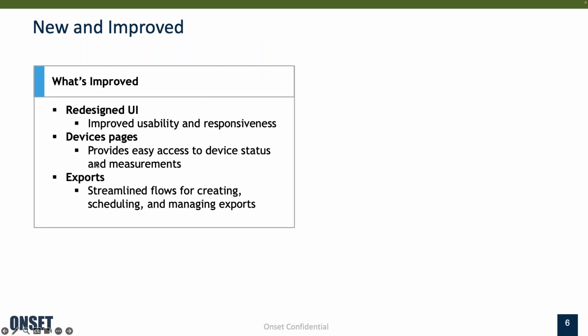So as a high-level overview of what's new and what's improved, in the what's improved column, we've completely redesigned the user interface with the aim of improving usability and responsiveness. We've refreshed our device pages to provide easy access to device status and measurements, really the key data that you are looking at for the devices. And by that, I mean RX stations and MX loggers. We've streamlined our flows for creating, scheduling, and managing exports to make that process easier for our users.